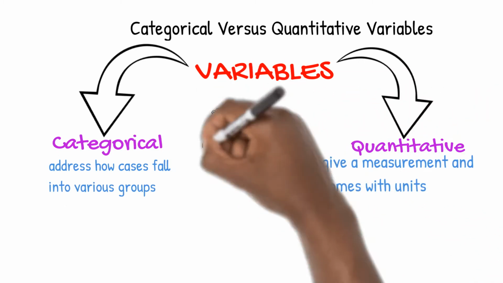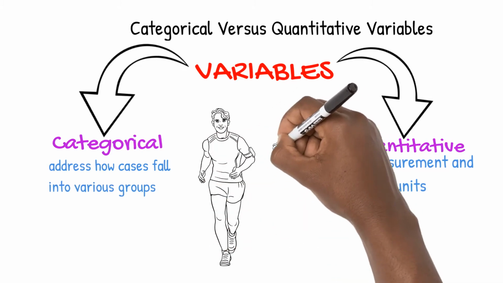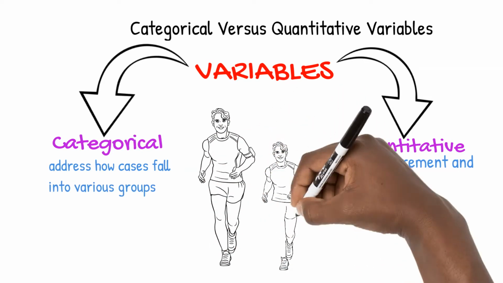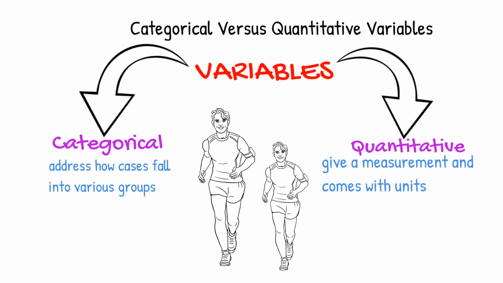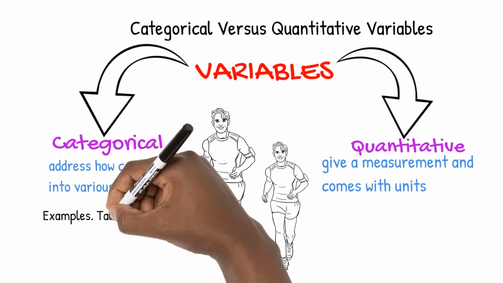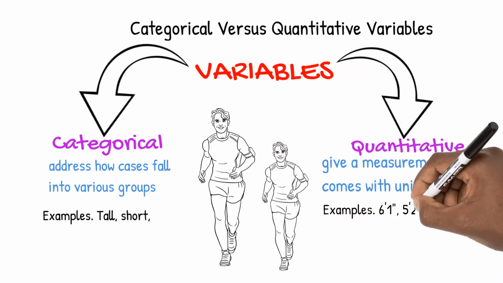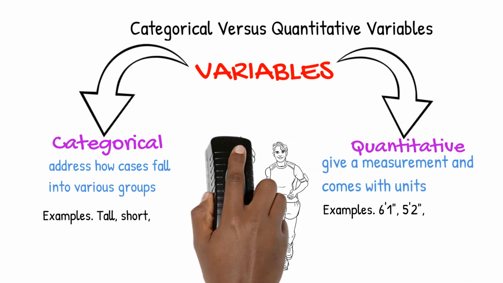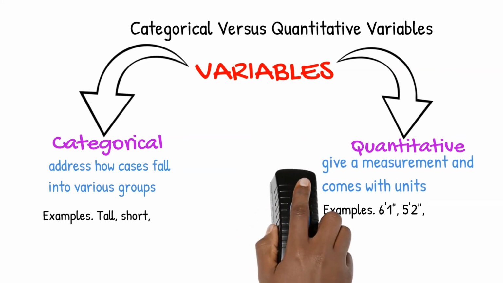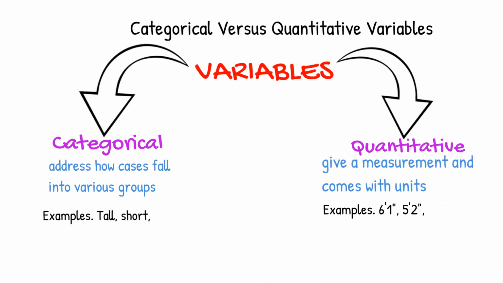Let's take a look at our old friend Jason the runner and his friend Ken. If I ask what is clearly different about these two men, it is likely that you'll notice that one is tall and the other short. These are two groups in which our cases fall, making the data categorical. We can also give their heights. For example, 6'1" and 5'2". Since these are measurements with units, the data here is quantitative.